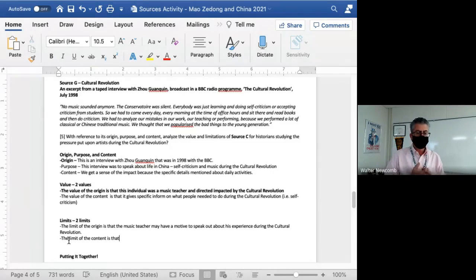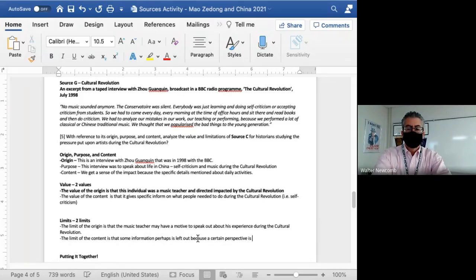Maybe that it will be one-sided. Well, it is one-sided. So again, when we look at the content here, he's purposely picking certain content to speak about. So the limit of the content is that it may not give the complete picture. Information perhaps is left out. We don't know how this played out. Just in that little excerpt, we don't know how this played out. So the limit of the content is that some information is left out because a certain perspective is being projected. All right, so there we go.